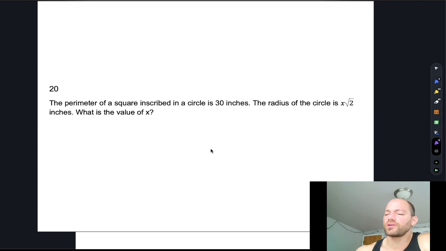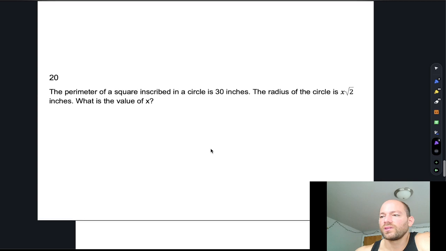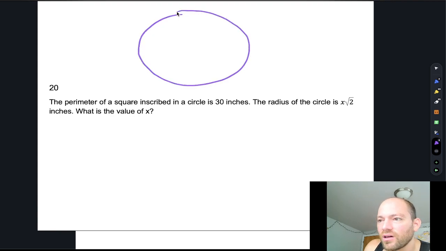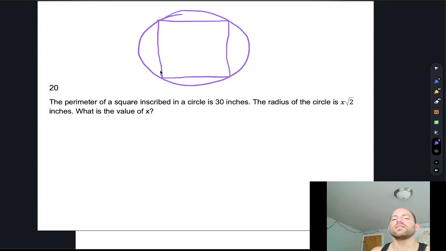This question had a different format because it comes from a more recent test that someone just copied or retyped or something. The perimeter of a square inscribed in a circle is 30 inches. The radius of the circle is X root 2 inches. What is the value of X? Okay, so I'm going to draw this stuff here. I'm going to draw this circle. Not drawn to scale. It doesn't do too bad. Now they tell us that the perimeter of the square is 30.